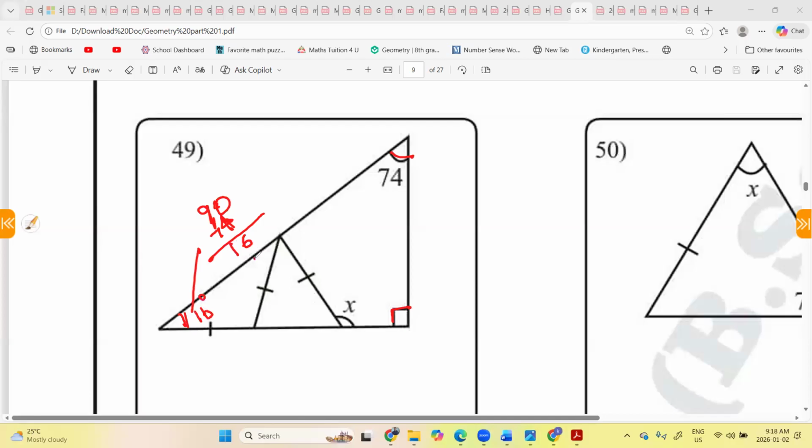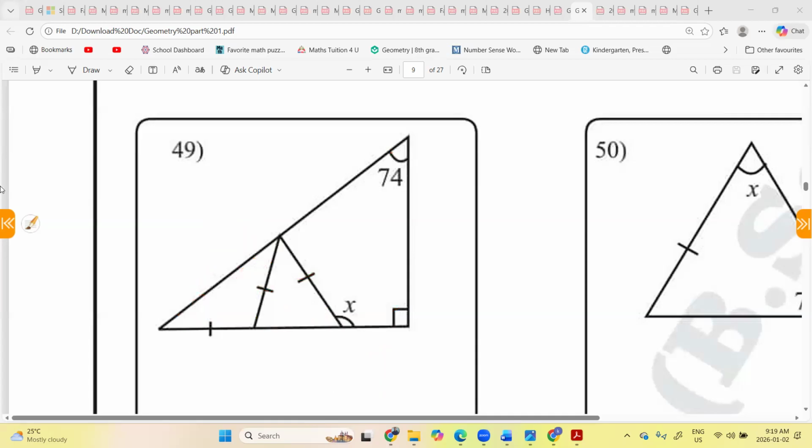If this is 16, this one is 60. Okay, right. This one is 32. If this is 32, this one is 30, according to the sides, right? So this one, x is 180 minus 30, 148. Right? That is 148.